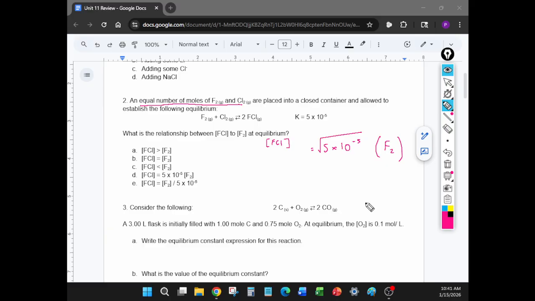So you can already knock out a bunch of answers just by getting here, right? Obviously they're not going to be equal. Obviously it's not this one because it's a square root, and you're not dividing it, so you can cancel out E. So you're left between A and C.